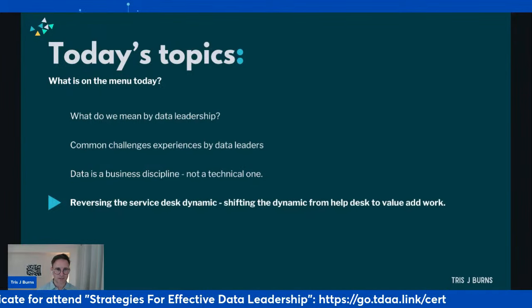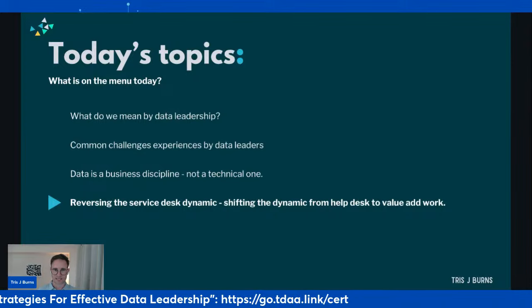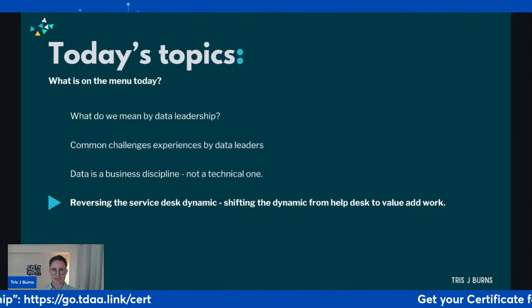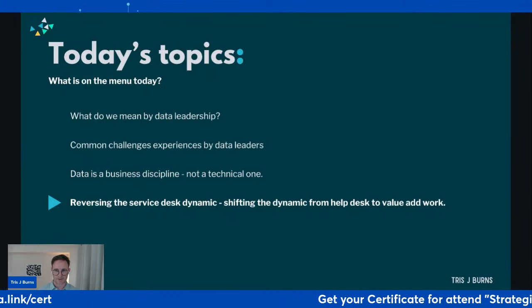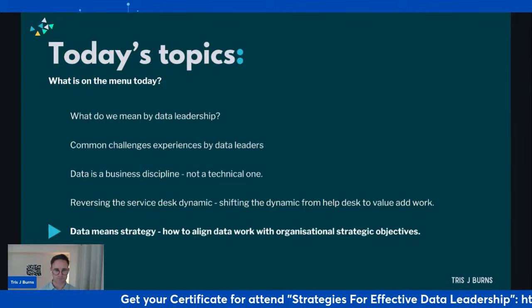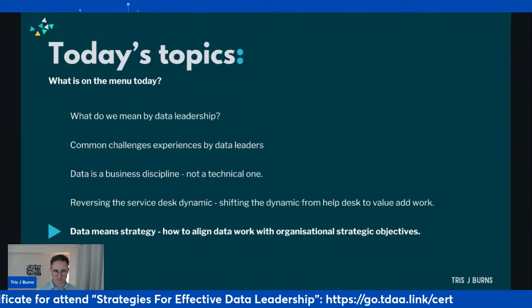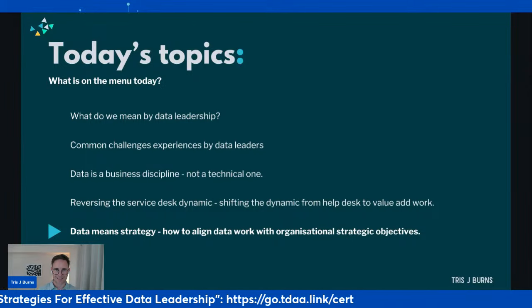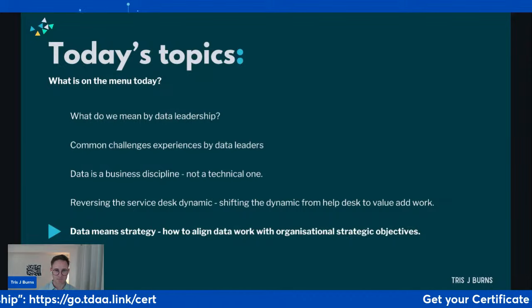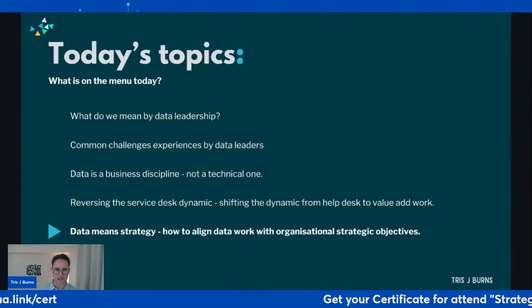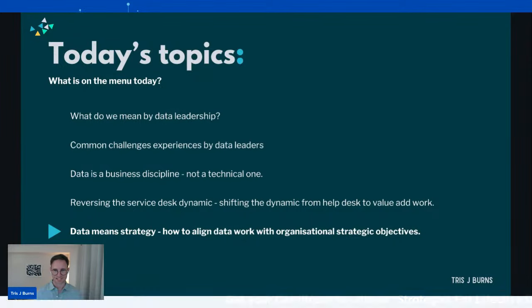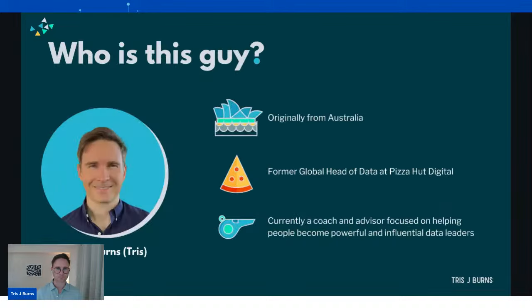The other thing I'd like to look at today is reversing the service desk dynamic, shifting from being a help desk in data to being a function within the organization that helps deliver value-add work. And then finally, we're going to look at strategy. I believe that data is inseparable from strategy, and to be successful in data leadership, we need to know how to align data work with organizational strategic objectives. So we'll look at that as well.